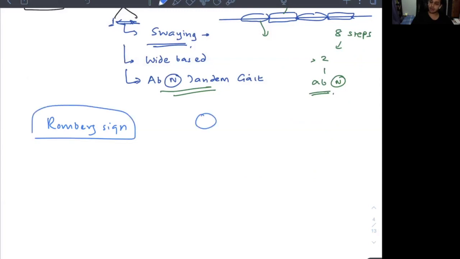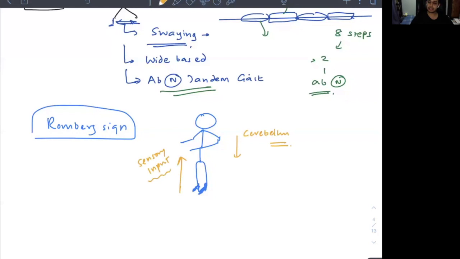So in Romberg sign, what you do is you ask the patient to stand, keeping both feet close together, and you can keep the hands stretched out in front. Okay. So in this case, what will happen is that the patient will require a greater sense of balance if your 2 feet are close together than if they are spread out wide. And suppose, like we said, for you to maintain your balance, you need input from your sensory system, and you need output from your cerebellum for you to coordinate.